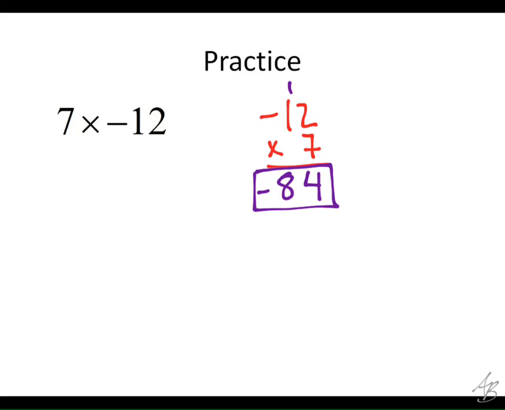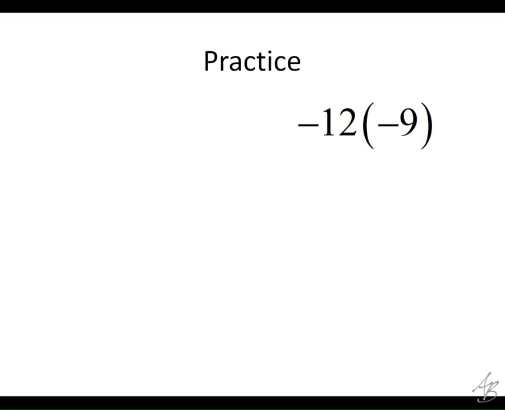So a negative times a positive in this case is always going to give us a negative answer. All right, how about this one? Help me set it up. Which one should go on top? Negative 12. Yeah, I would put the negative 12 on top just because it's bigger again. And then we're going to multiply by negative 9.